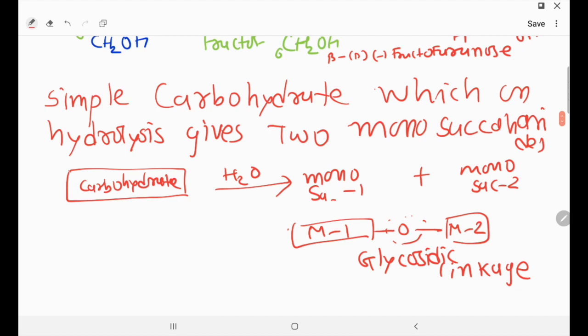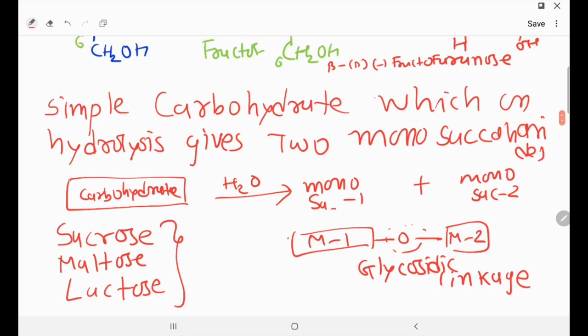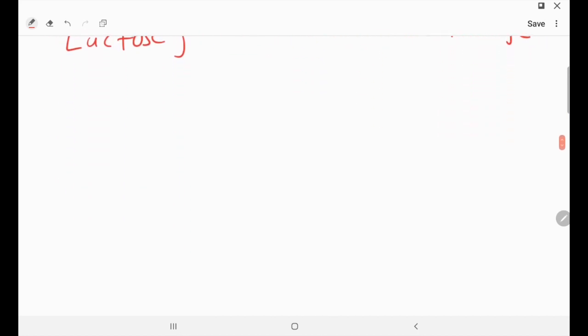In our syllabus there are basically sucrose, then maltose, and the last one is lactose. So these are the three simple disaccharides that you have to learn. Now let me introduce the basic fundamentals.